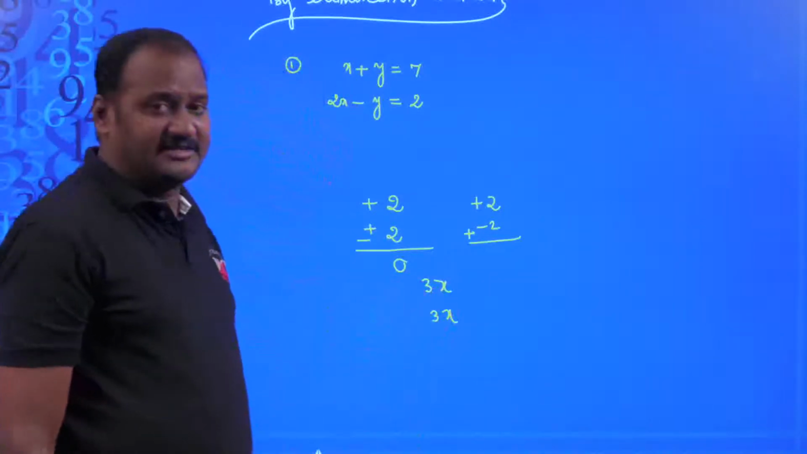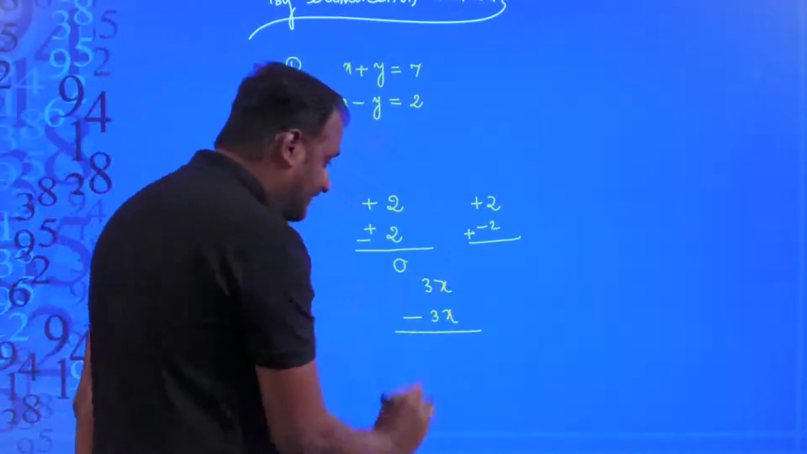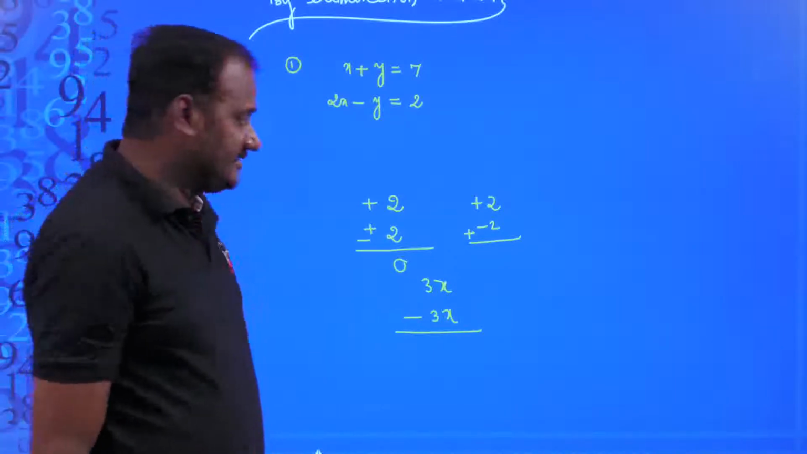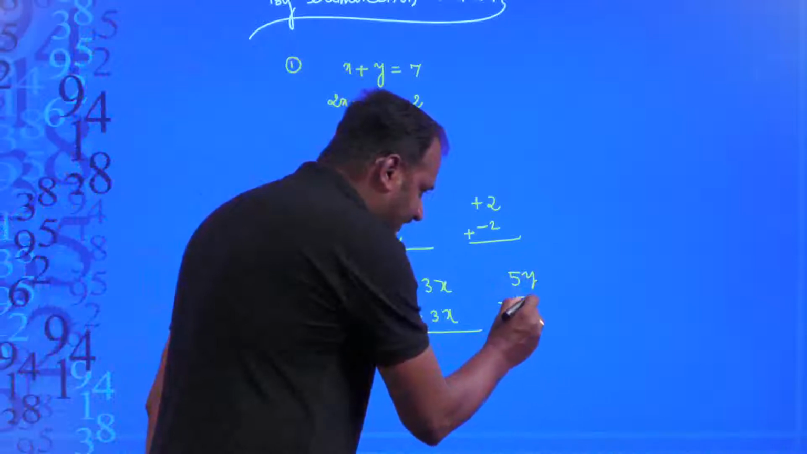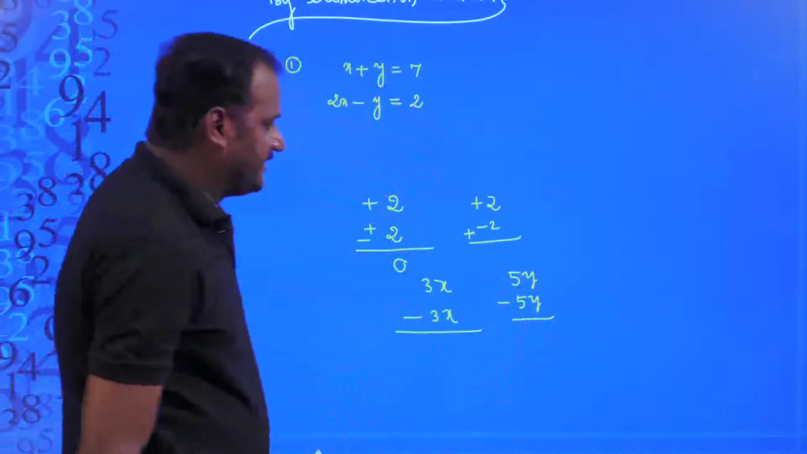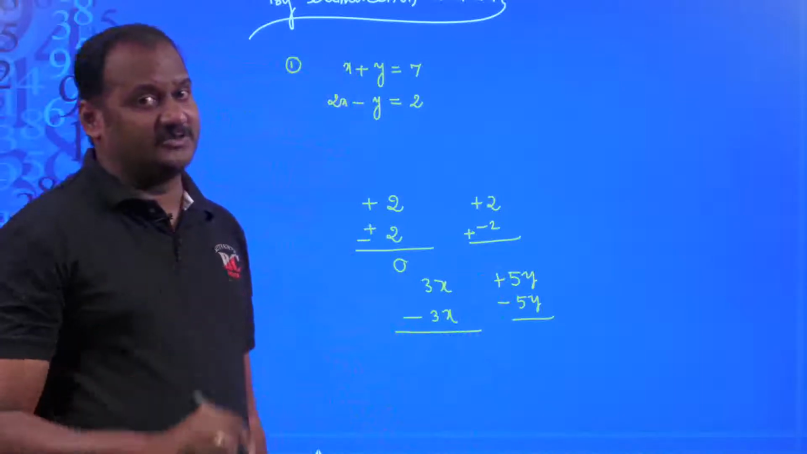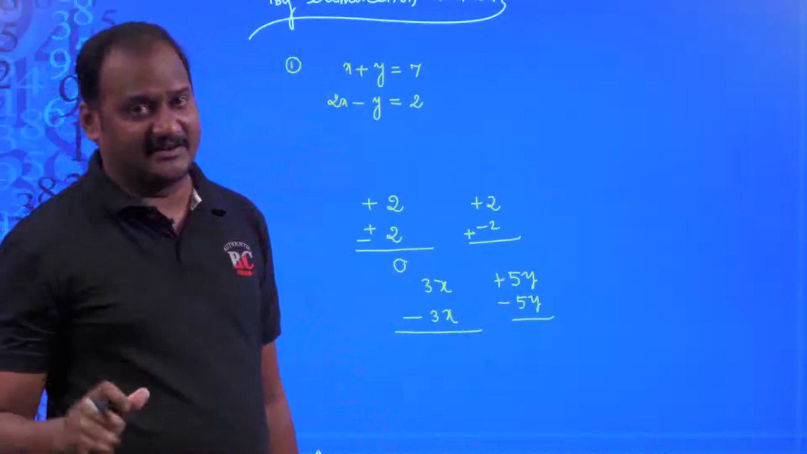If both of them have the same sign, then definitely I should subtract one from the other to vanish the term. For example, I have 5y and I have minus 5y. So, 5y minus 5y, basically one is positive and one is negative. Then I should add both of them to get 0. If I subtract one from the other, I will not get 0.